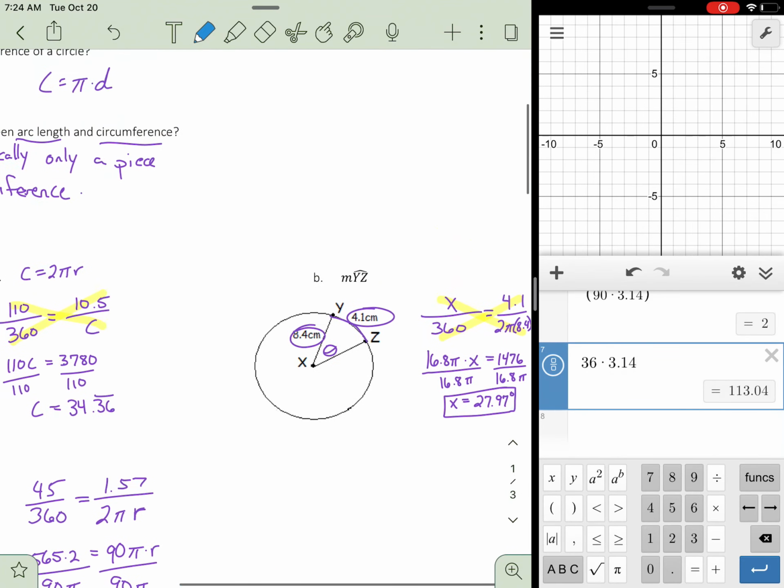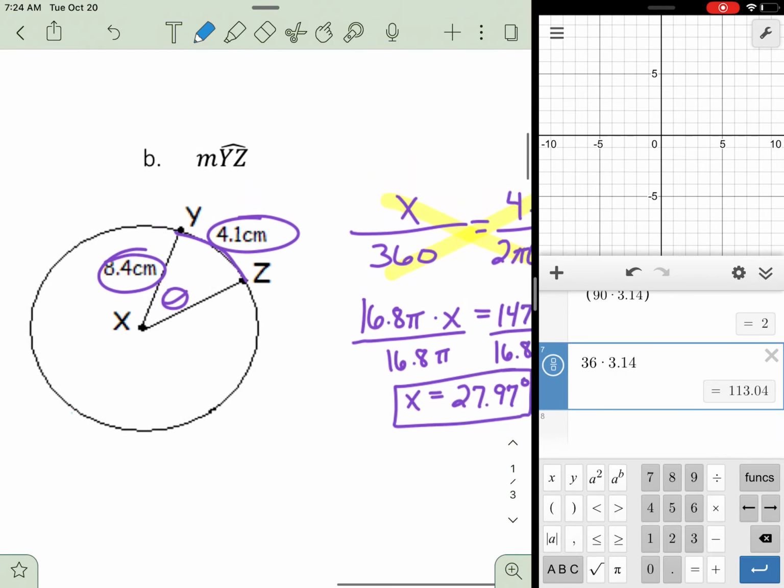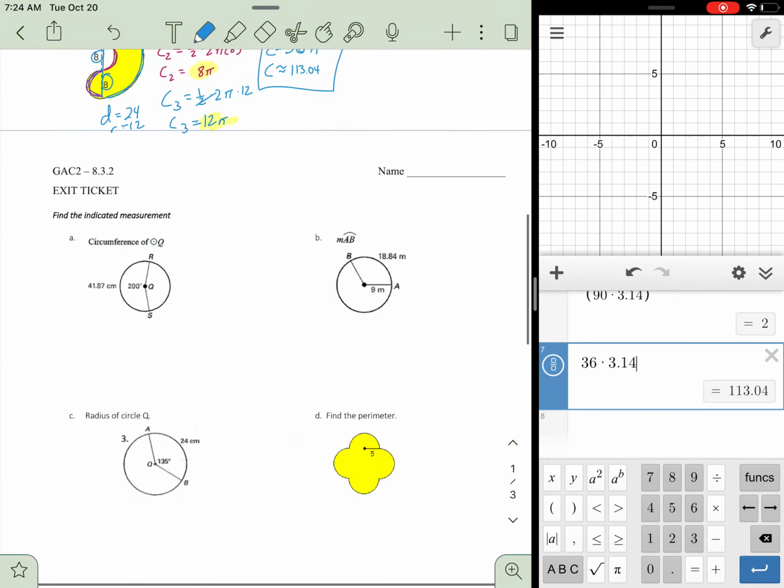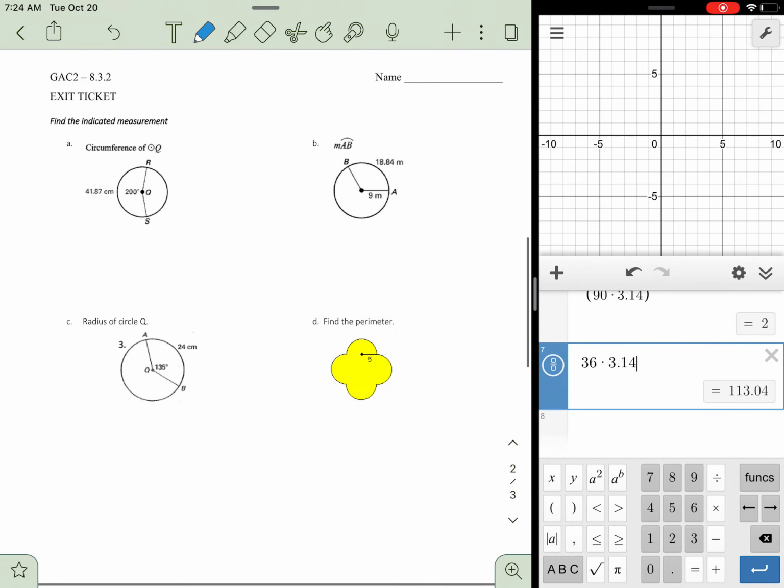Okay, so that's how you go through a perimeter problem, and then these are obviously how you can solve for circumference, how you can solve for the angle, the central angle, and then how you can solve for radius, all different examples. So there's an exit ticket, very similar.